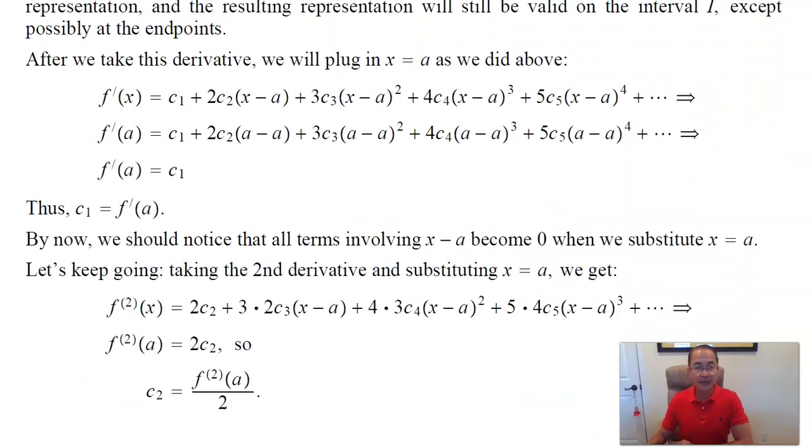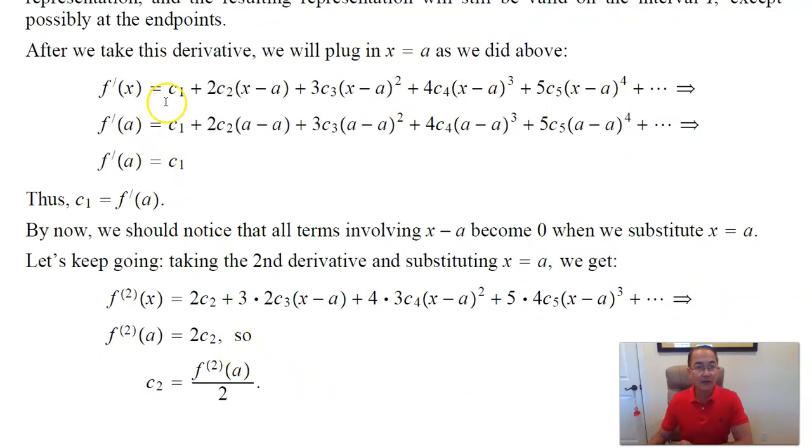Okay, so let's see what's going to happen. From here, c1 will disappear. We get 2c2, 3 times 2c3, or 6c3, 4 times 3c4, or 12c4, (x minus a) squared, and so on, by the power rule. So this time, when we plug in x equals a, the only survivor is 2c2, not just c2. So c2 is 1/2 of the second derivative evaluated at a, right? So we get something a little bit different.